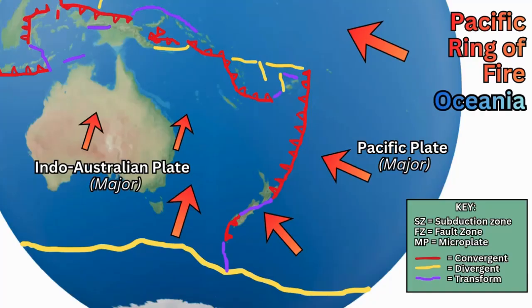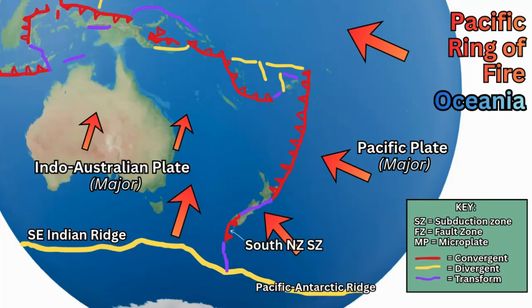The Pacific Ring of Fire journeys down between Antarctica and New Zealand in the Southern Ocean, whereby we have the Antarctic Pacific Ridge, which is a divergent plate boundary pushing the Pacific plate towards New Zealand and creating the South New Zealand subduction zone. Now, when you see a subduction zone, you'll see these triangles which are pointing in a certain direction. That direction is showing you which side of the convergent plate boundary is subducting.